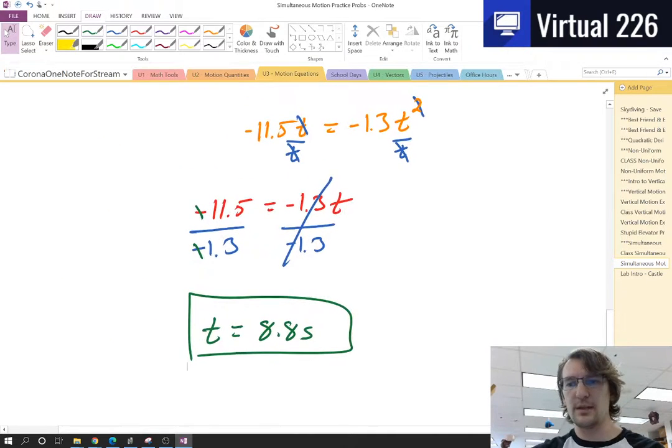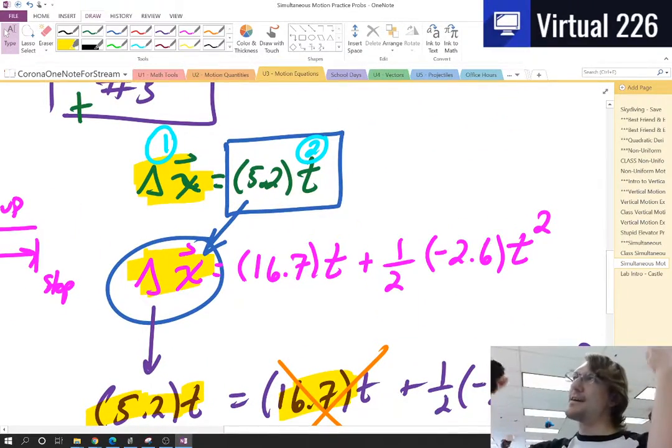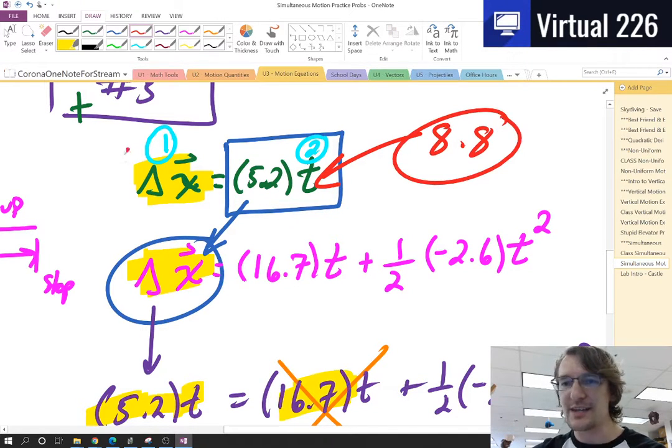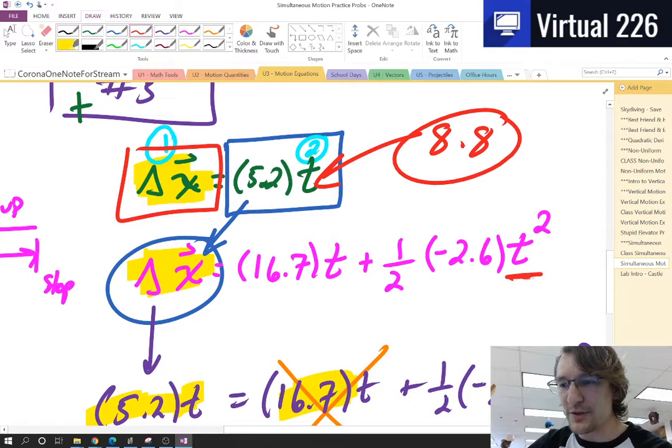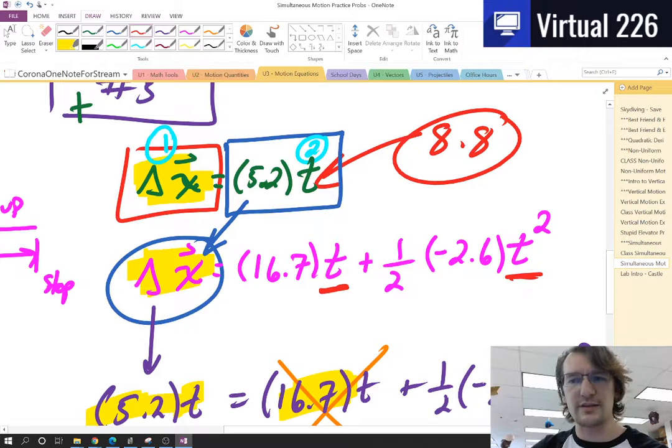To find the answer to part B, we simply take this time, that time of 8.8 seconds, and we just throw it back up into the original equation. We know what the time's going to be. This allows us to solve for delta x, or how far the rowboat went. If we wanted to, we could have actually put the time into the pink equation here to solve for delta x, but that means I've got to square it and then multiply and then add it to something else. That's just a lot of work. I don't want to do it. So it's much easier to put it into the simpler equation if you have it, and you can solve for delta x there. Okay? So with that, that's a simultaneous motion problem.